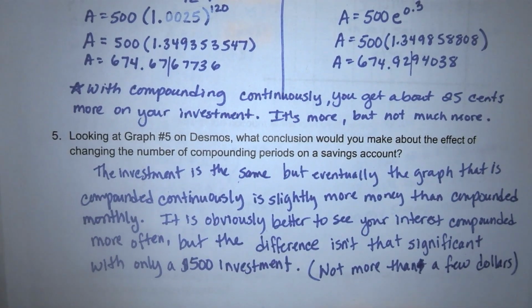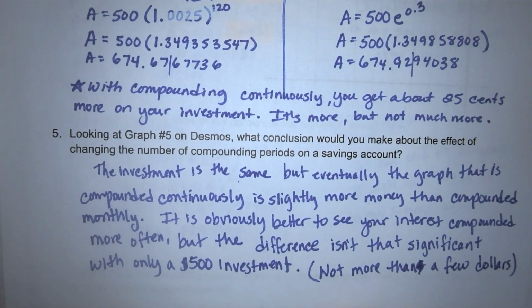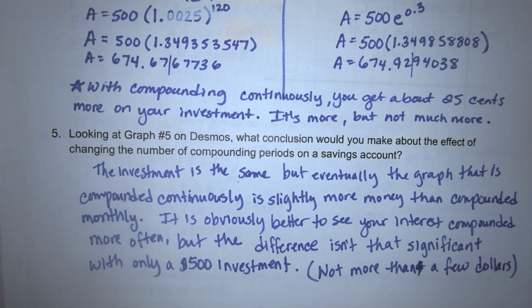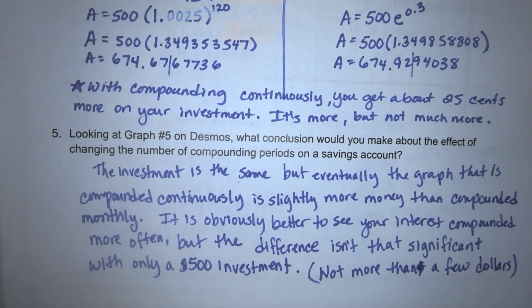Right? If you were to invest like $5 million or $5,000 or $500,000, that might make more of a difference. But we didn't see a ton of difference. Here it was only a few cents. So that's the difference between those things. Obviously, it's better to choose continuous, but you can also get a good deal, almost the same deal, choosing it monthly.